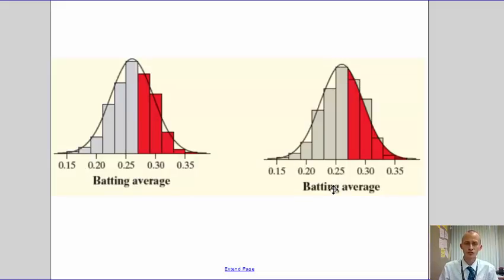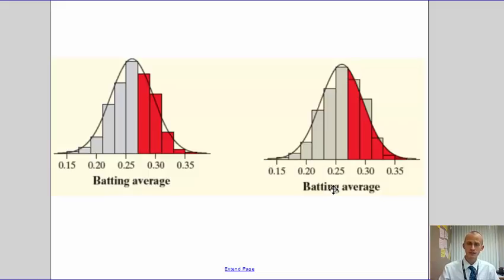So here are 2 graphs. They are the same information, it's just that the one on the left is a histogram, and the one on the right is the density curve of that same histogram. So we're taking those bars, chopping off the ends, and filling in that curve. This is batting average for some MLB players.